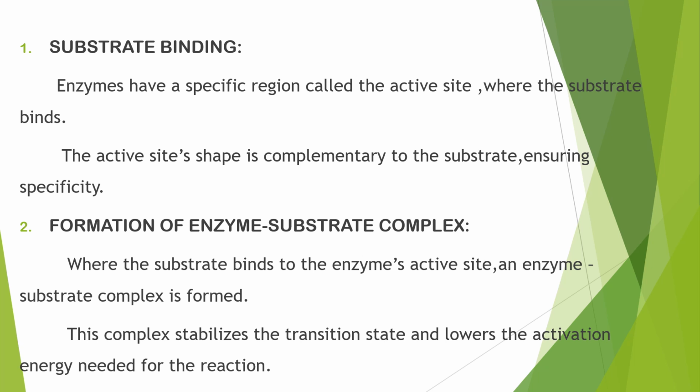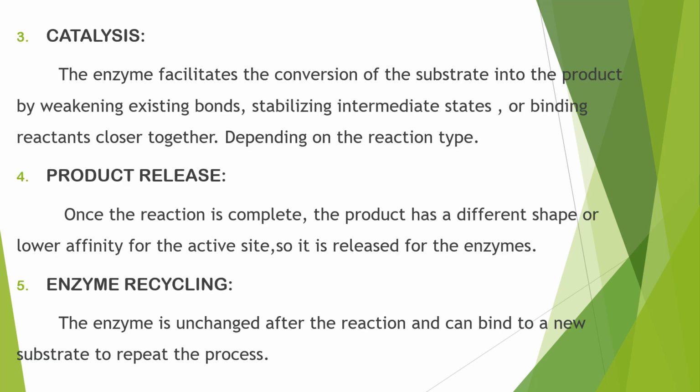The second one is formation of the enzyme-substrate complex, where the substrate binds to the enzyme's active site and the enzyme-substrate complex is formed. This complex stabilizes the transition state and lowers the activation energy needed for the reaction. The third one is catalysis. The enzyme facilitates the conversion of the substrate into the product by weakening existing bonds, stabilizing intermediate states, or bringing reactants closer together, depending on the reaction type.